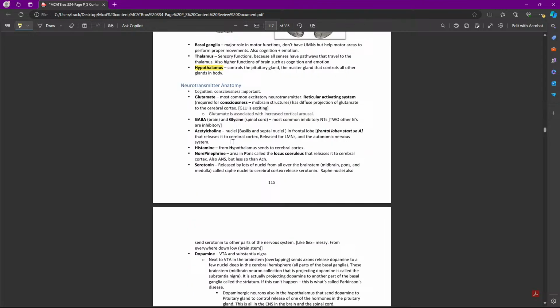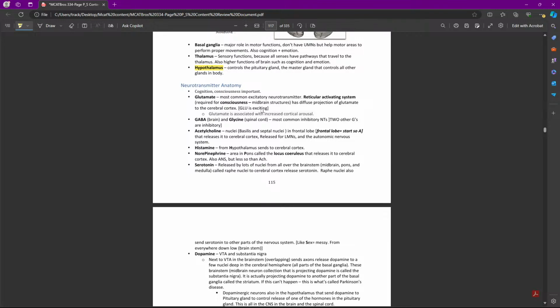Alright, neuroanatomy. Cognition, consciousness, importance. Glutamate is our most excitatory neurotransmitter for the reticular activating system, required for consciousness. So think glue is exciting. Let's think about it before we go through them. Glutamate's exciting, and serotonin is like a regulator of the brain.